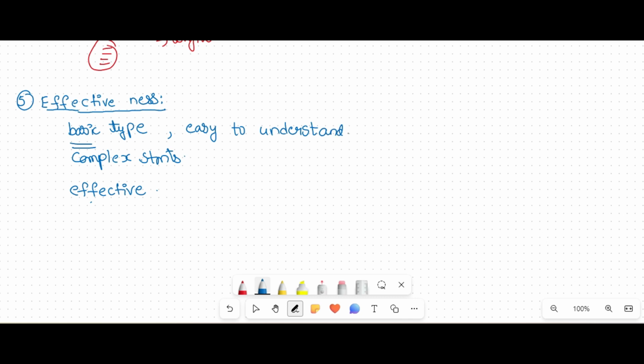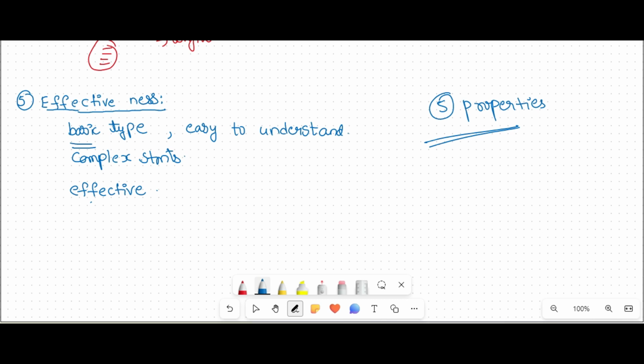Easy to understand. Basic type of statements or easy to understand statements. So that means don't write any complex statements in a single statement. So write easy statements, easy to understand. These type of statements we have to write in an algorithm. So these are the 5 properties of an algorithm. So whenever you are writing an algorithm, these 5 properties should be satisfied.